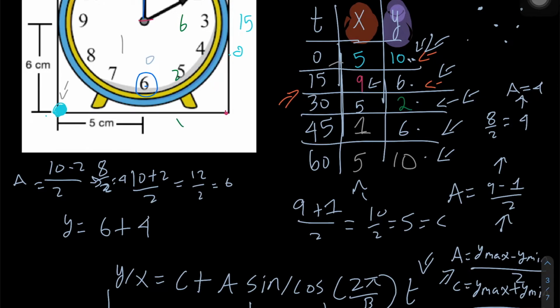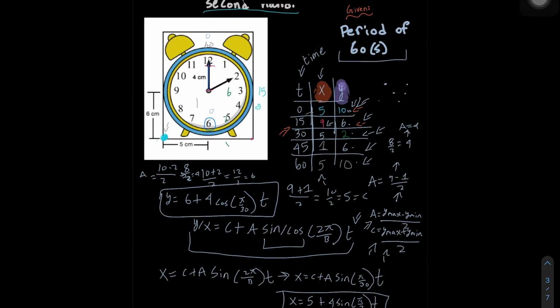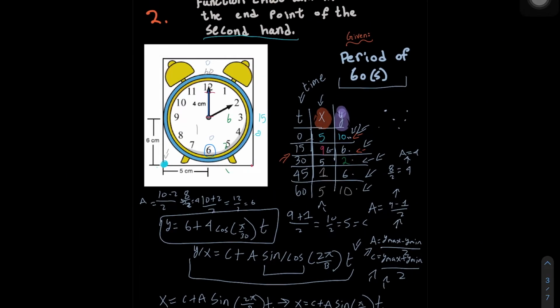So we have 6 plus 4 cosine. We have the same period, so it's still pi over 30, which was originally 2 pi over 60, simplified down to pi over 30, times t. And then this is our y equation. And that's how you'd complete this problem for 6.3.1, applications of parametric functions.